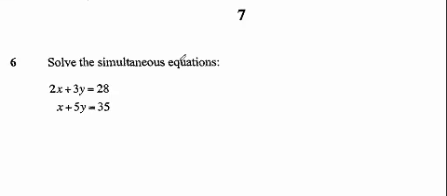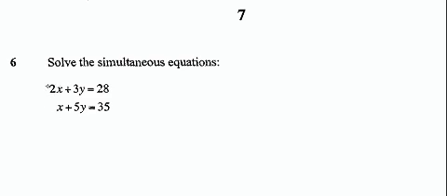So let's carry on. Number 6 now. Now let's look at number 6, a simultaneous equation. So we have 2x plus 3y equal to 28, x plus 5y equal to 35. So we can use the elimination method. I think it's easy for us to eliminate x.